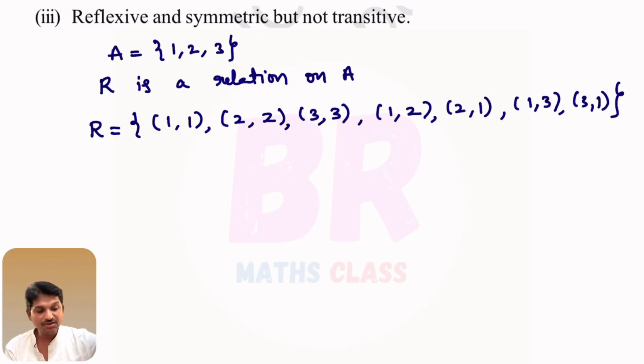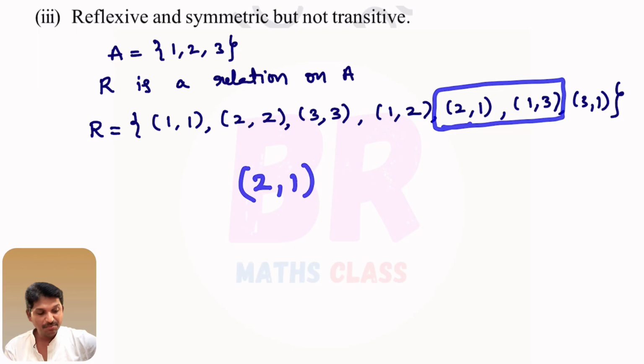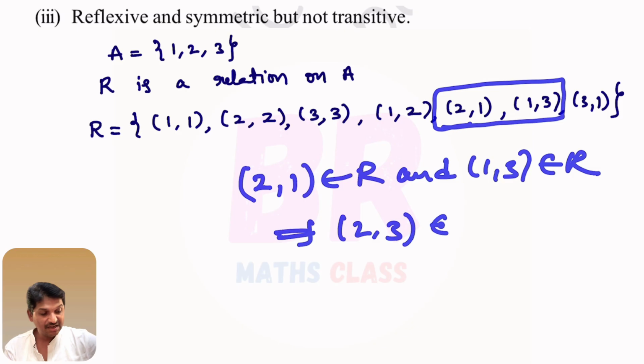Now not transitive. To say it is not transitive, we need to give one example. You look at this, 2 comma 1, 1 comma 3. There exists a comma b, b comma c. 2 comma 1 belongs to R and 1 comma 3 belongs to R. 2 comma 3 is there in the relation. Check it. In the given relation, 2 comma 3 is there.